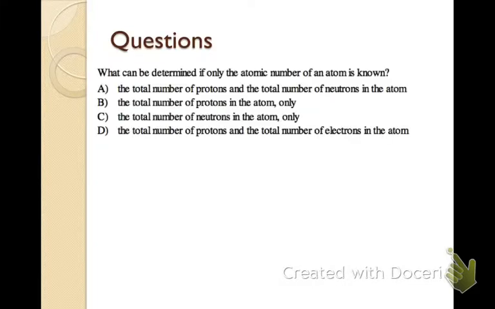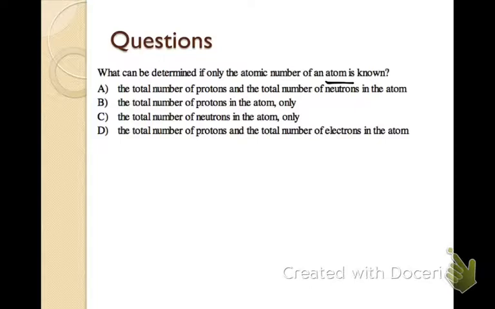And the next question is, what can be determined if only the atomic number of an atom is known? So if we only know just the atomic number, we know atomic number stands for the number of protons, but if it's an atom it should be electrically neutral, meaning that you have the same number of positive charges as you do negative charges. So if you have a certain number of protons, you should have the same number of electrons in there as well. So let's take a look at these.